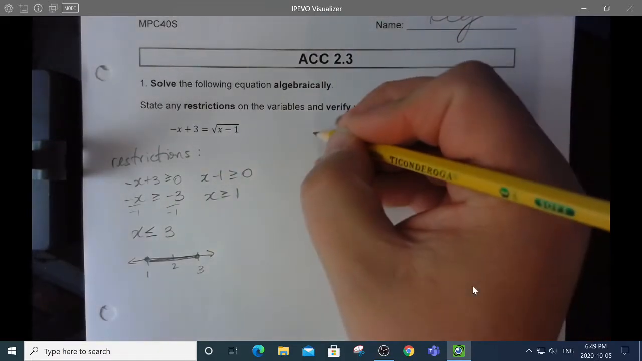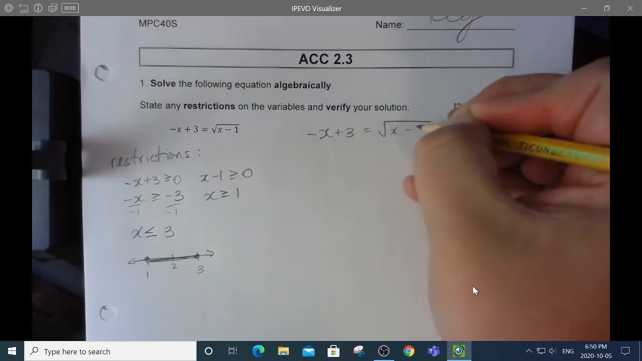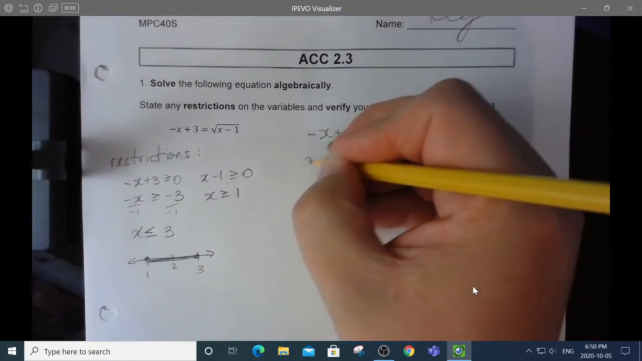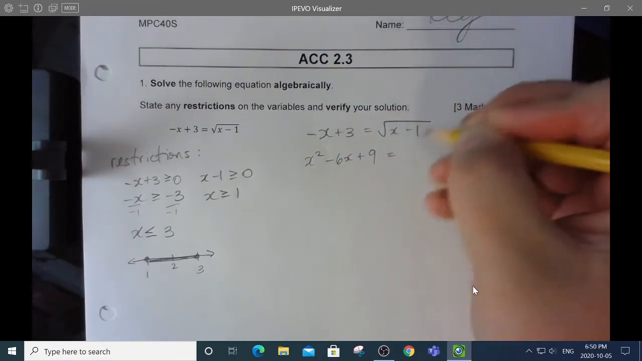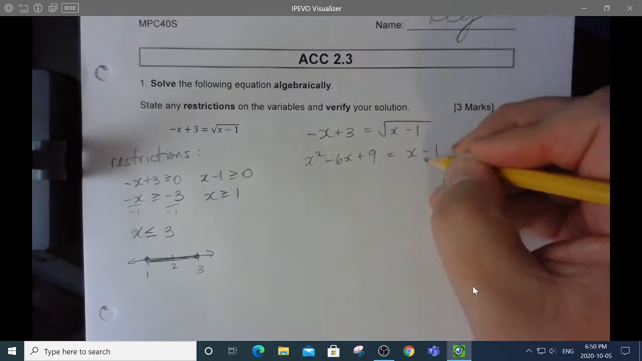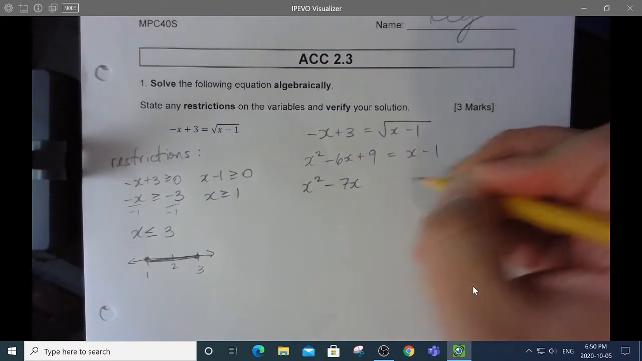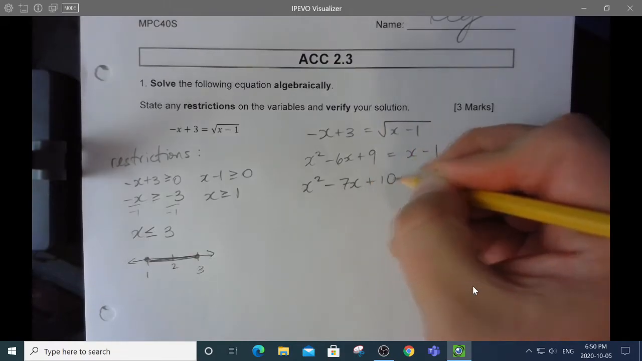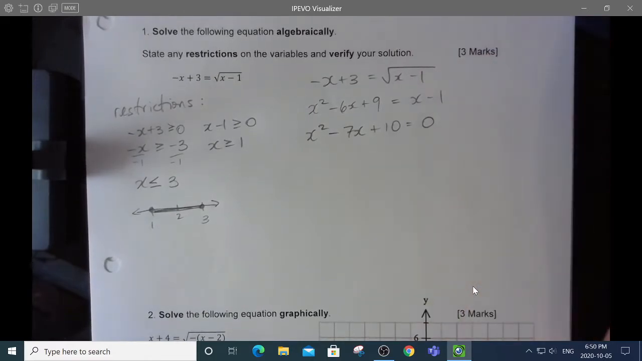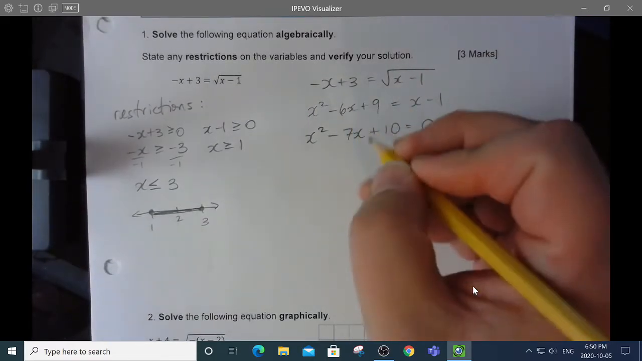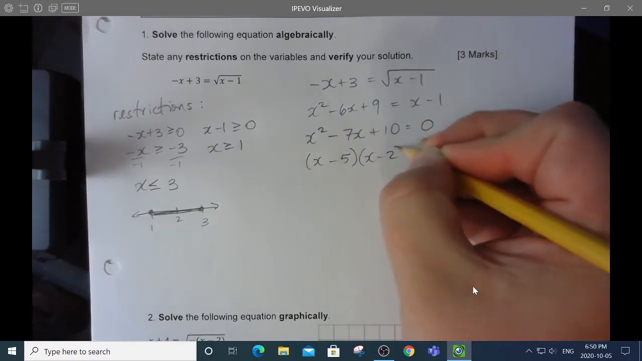All right, let's solve it now. Negative x plus 3 is equal to the square root of x minus 1. I'm going to square both sides, giving me x squared minus 6x plus 9 equals x minus 1. I'm going to move everything to one side of the equation, which gives x squared minus 7x plus 10 equals 0. And luckily for me, that's a nice easy one to factor. What two numbers multiply to make 10 and add to make negative 7? It's negative 5 times negative 2.